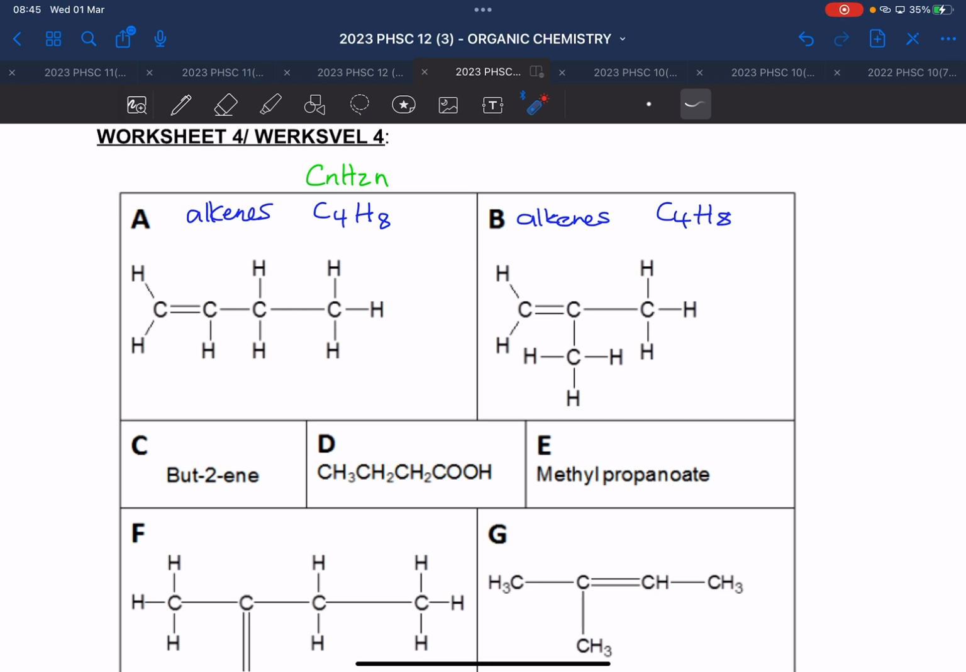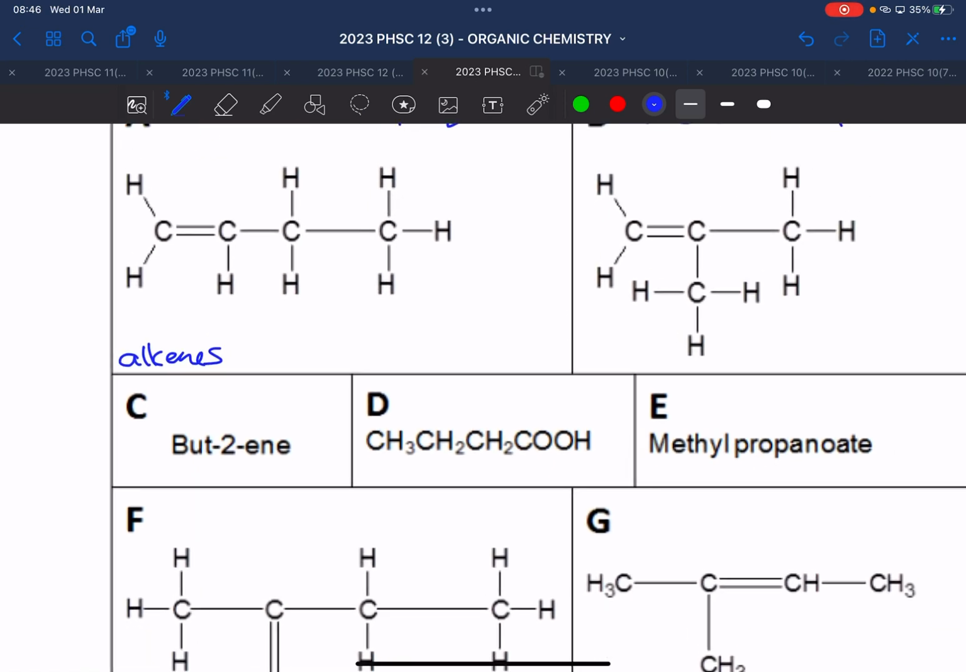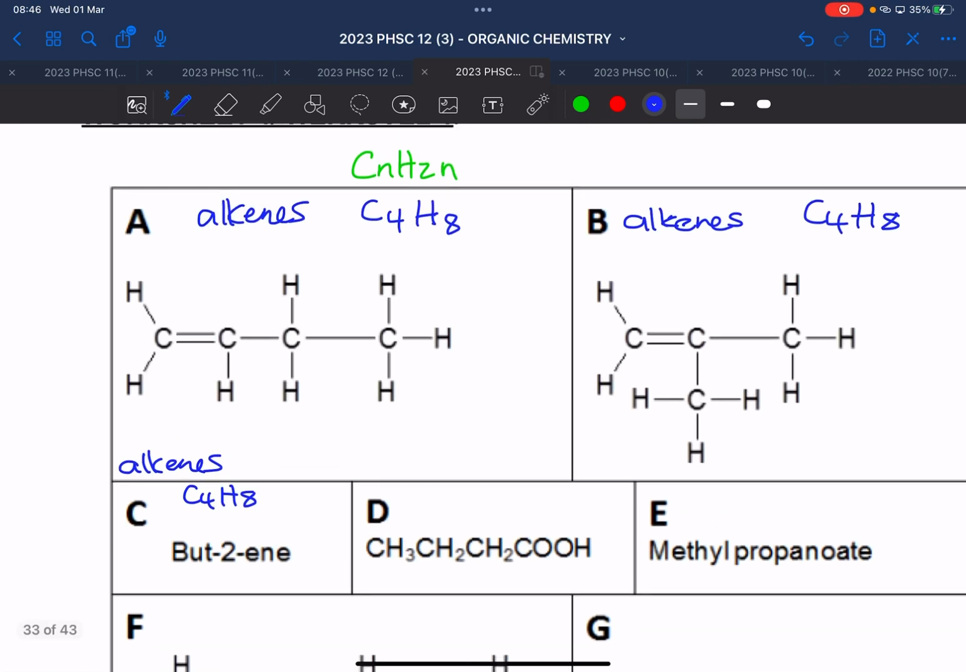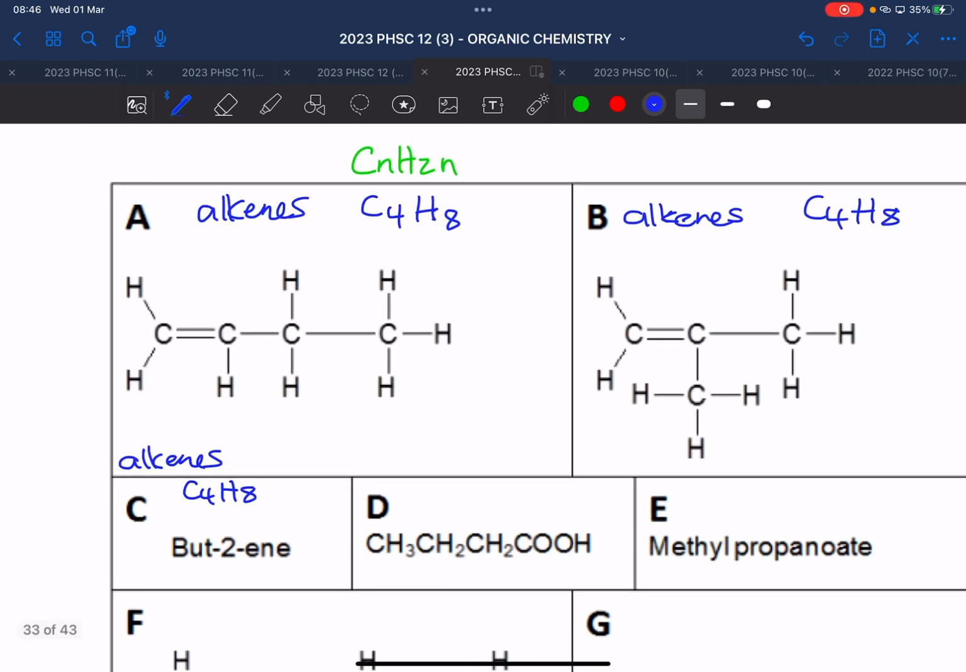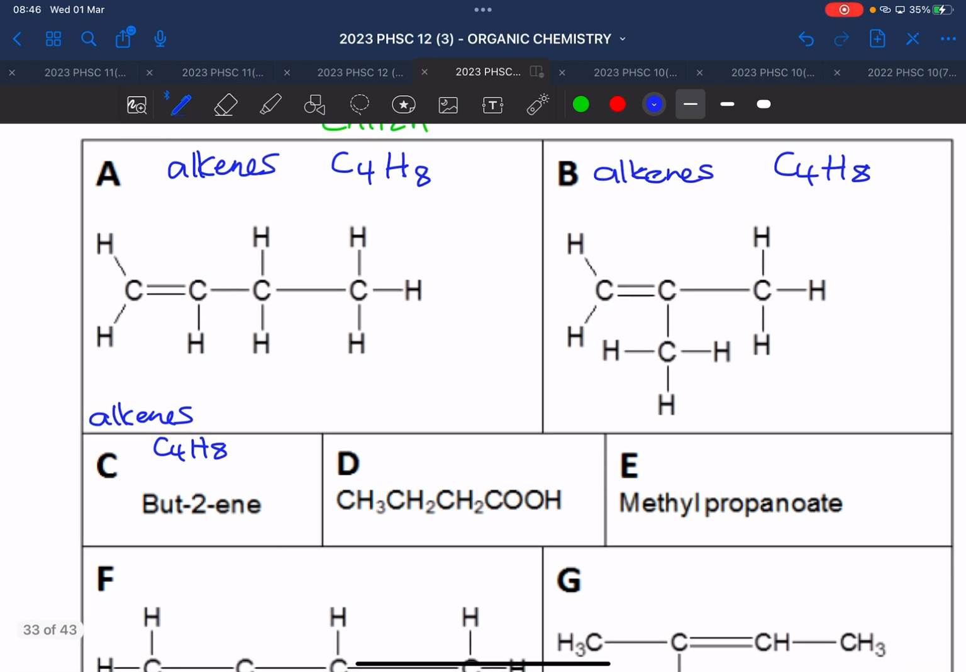Mama, to which group? Butene. Alkenes. And Boki, what will the molecular formula be for butene? So that is also an isomer. Okay. Then we have this one.